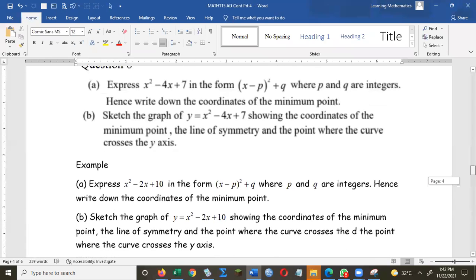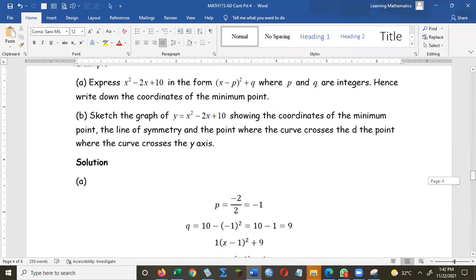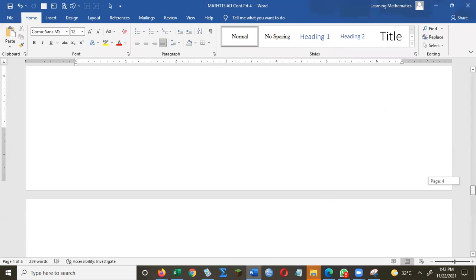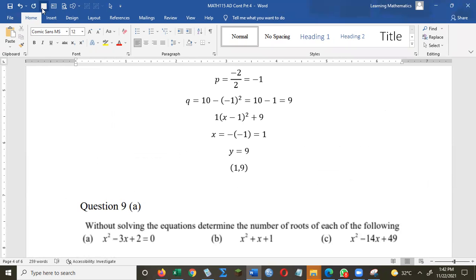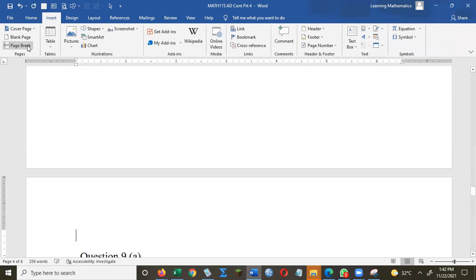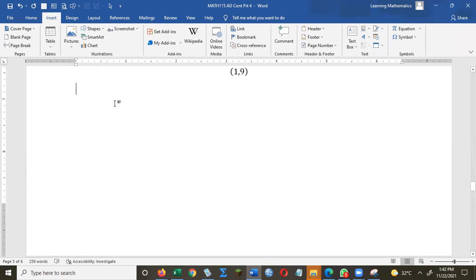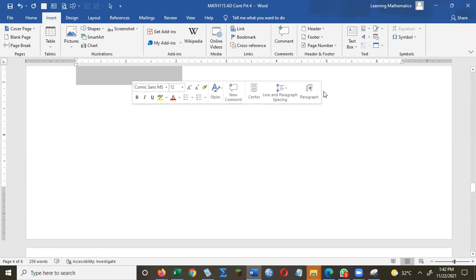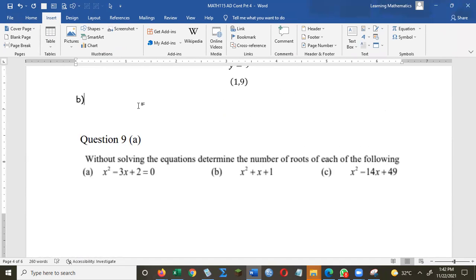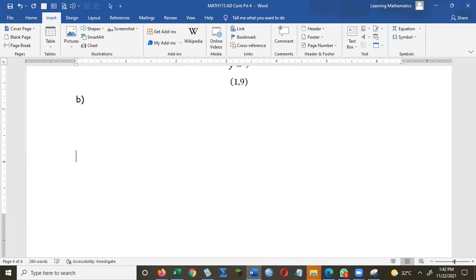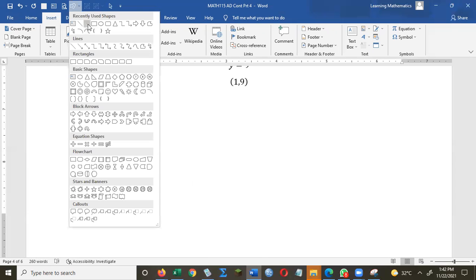Quadratics, that's the last topic. Part B now, sketch the graph. It's very simple to sketch the graph. The graph is going to be a parabola. Part B, sketch the graph. You have your x axis.